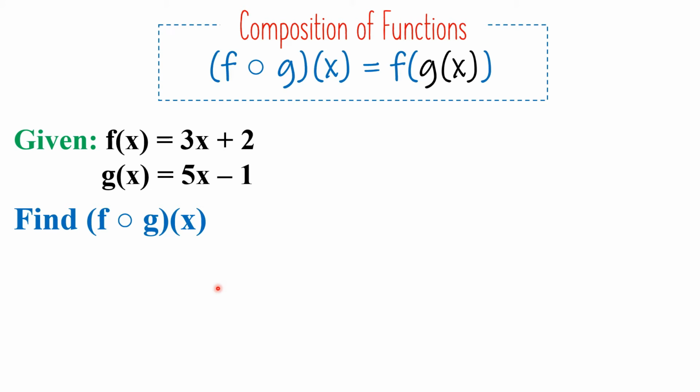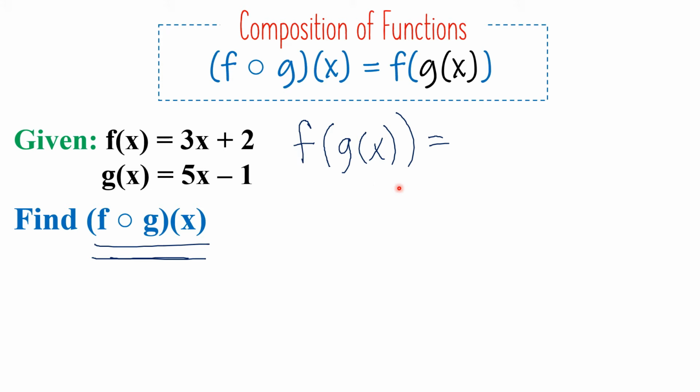Meron tayo ditong given na dalawang functions. F of x is equal to 3x plus 2 and g of x is equal to 5x minus 1. Let us find f composed of g of x. So this f composed of g of x can be written as f of g of x.